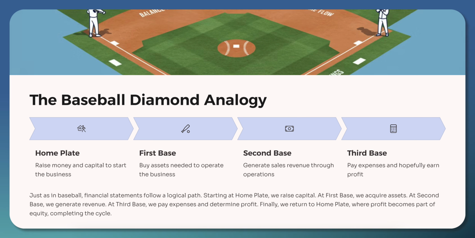whether that's a computer, machinery, t-shirts, whatever you need to operate the business. Second base is generating sales or revenue through your operations. Third base is paying all of your expenses that you earned through profit. And then getting back to home base, after you've hit your home run or line drives, the profit becomes part of the equity, completing the cycle.